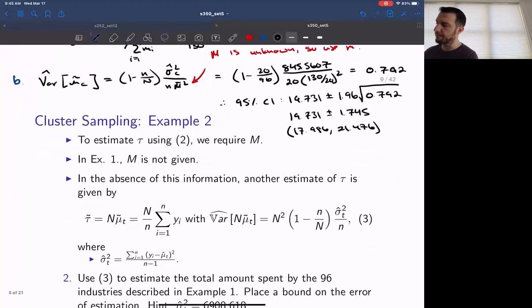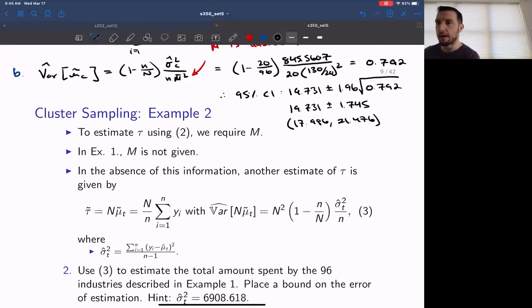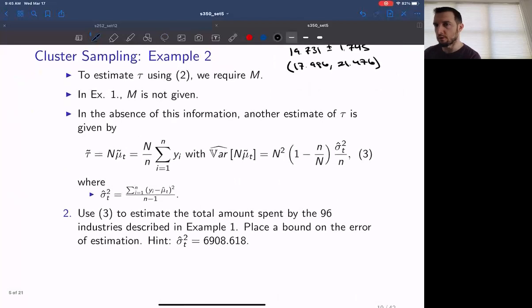Okay, so as we saw in this illustration, particularly for part B, we did not have capital M, so we had to use little m bar rather than capital M bar in our equation for the variance of the mean estimator. If we want to estimate the total and we do not have M, an alternative estimate can be found by essentially replacing capital M with capital N. So in the absence of capital M, tau hat is going to be equal to capital N multiplied by what we call mu tilde t.